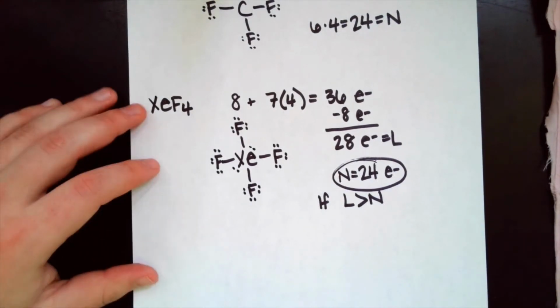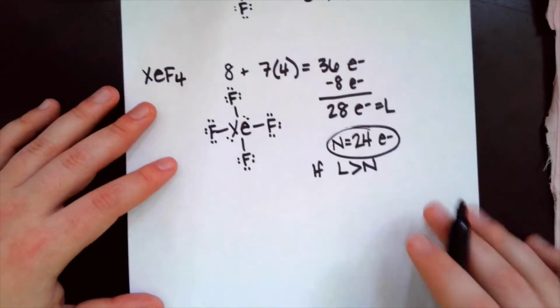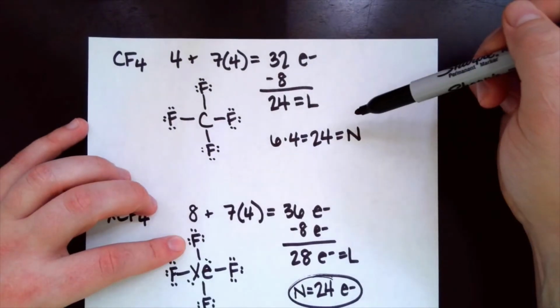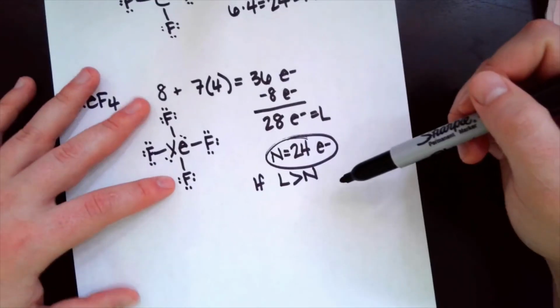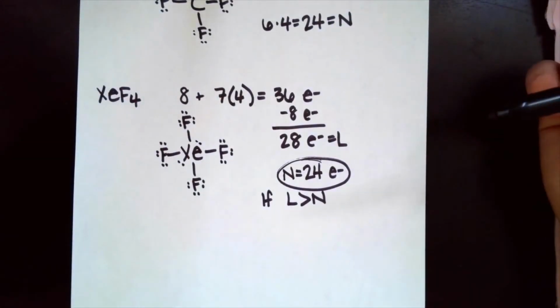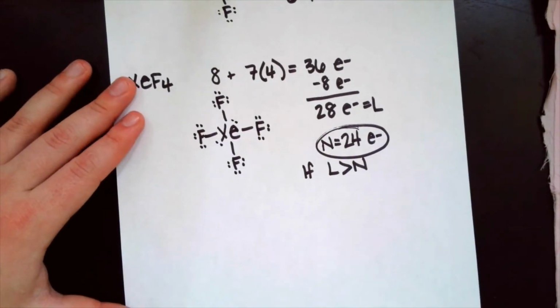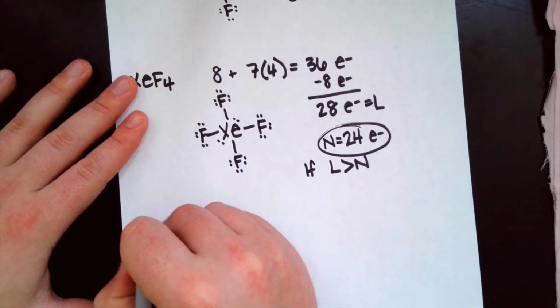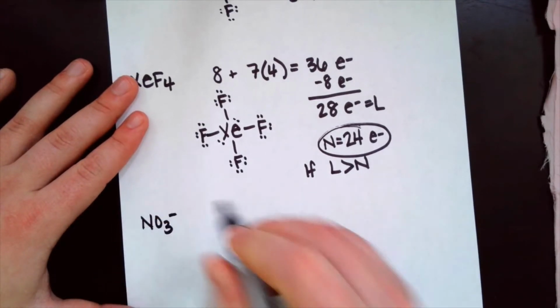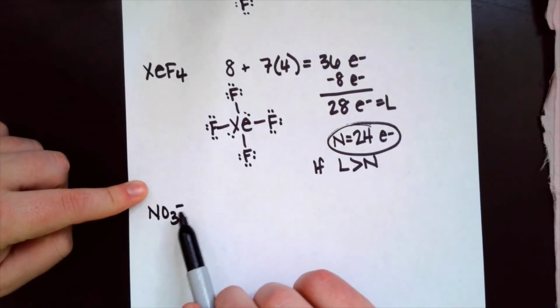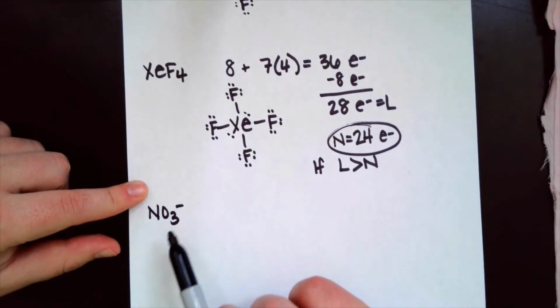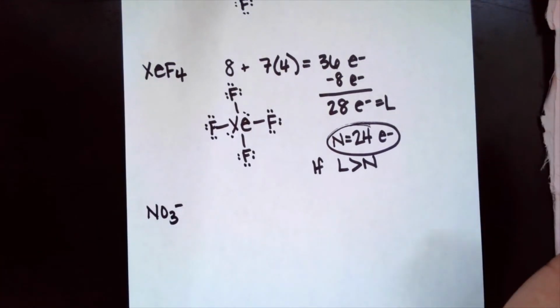And now we do one last example here. We've already shown what happens when L and N are equal. Now we have L greater than N. So by process of elimination, this next one is going to be an example when N is greater than L. So for this, I'm going to do NO3 minus. And also, I want to show you this. Now, this is a charged atom, so an ion, right?